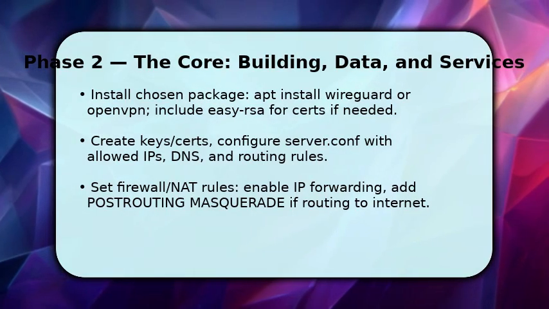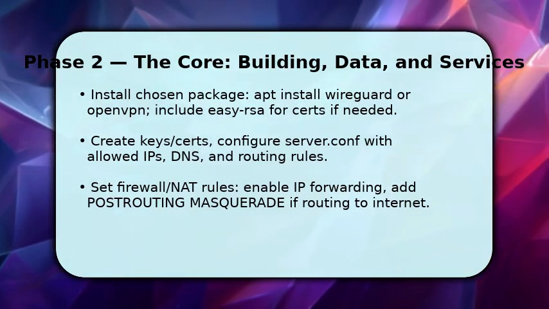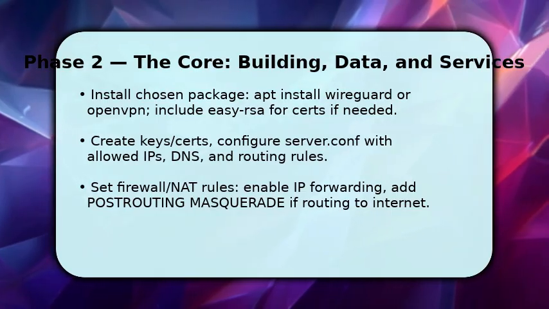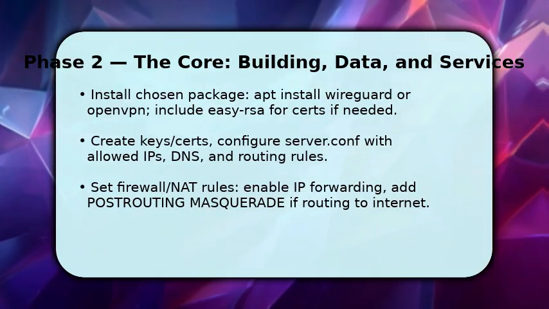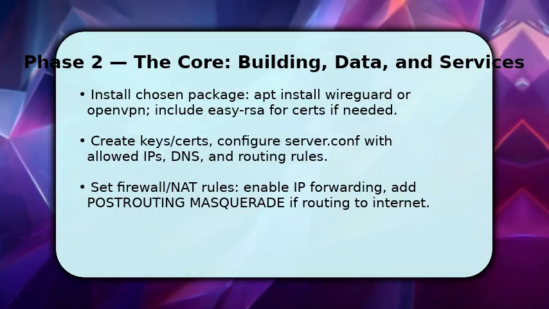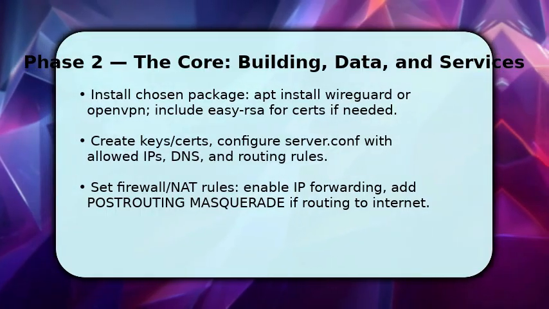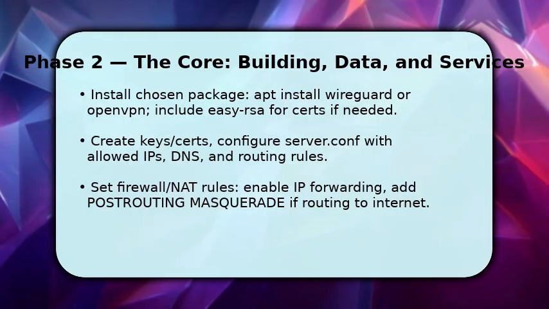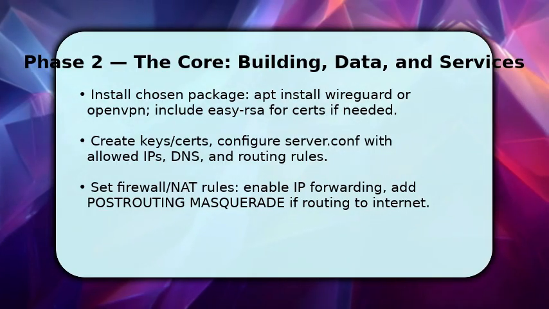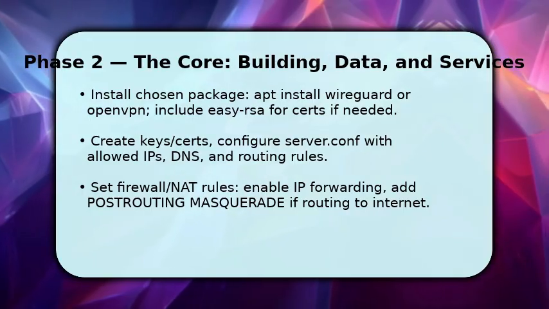Now you install and configure the VPN server itself. For WireGuard, generate a private/public key pair for server and each client. For OpenVPN, build a CA and per client certificates. Edit the server config, assign subnet ranges, push DNS servers, and declare allowed IPs.